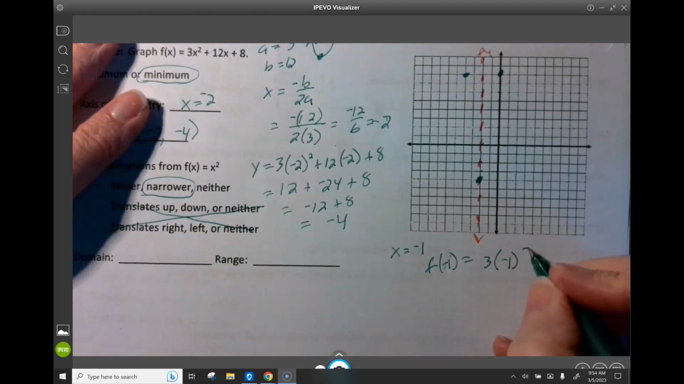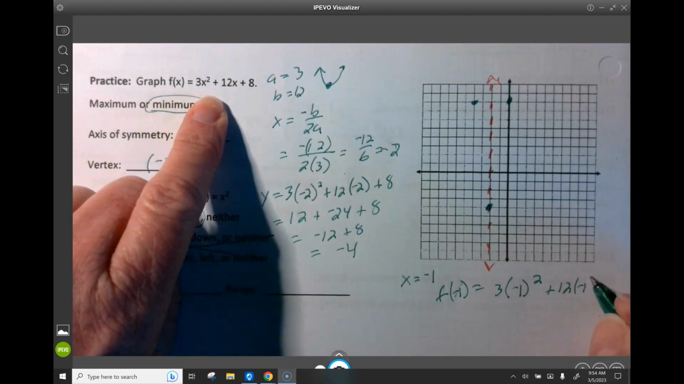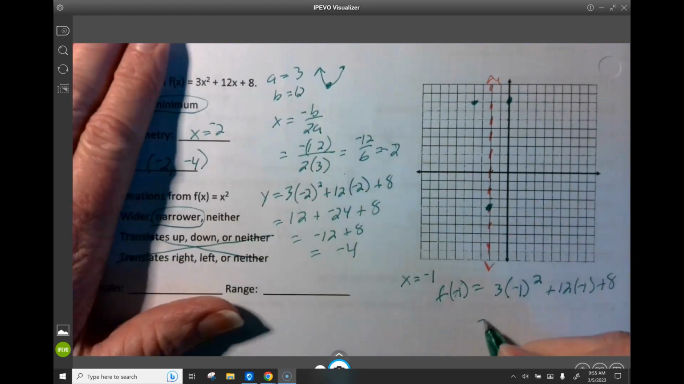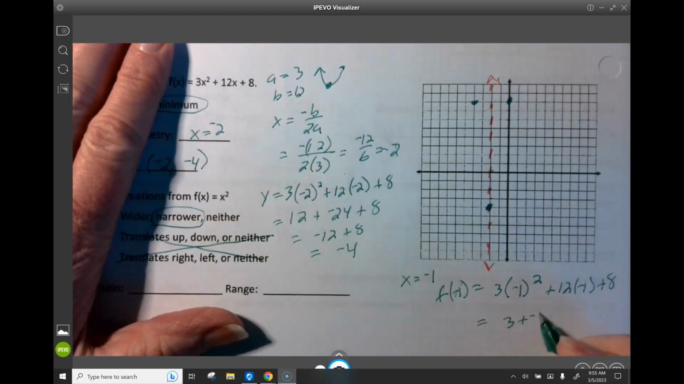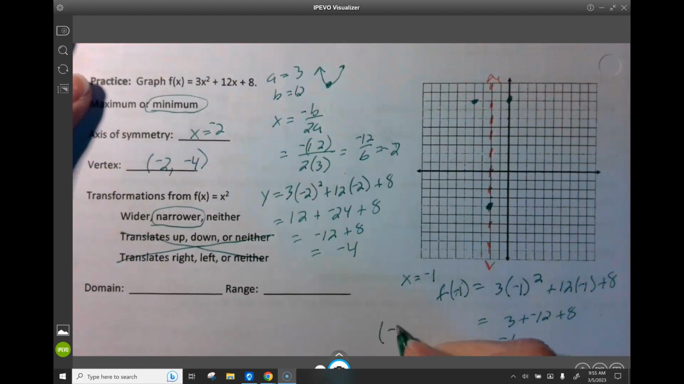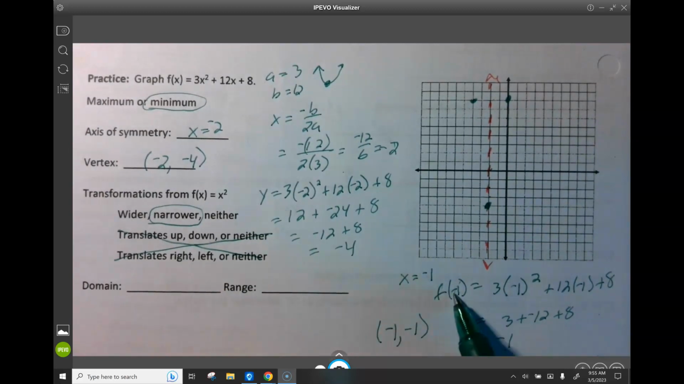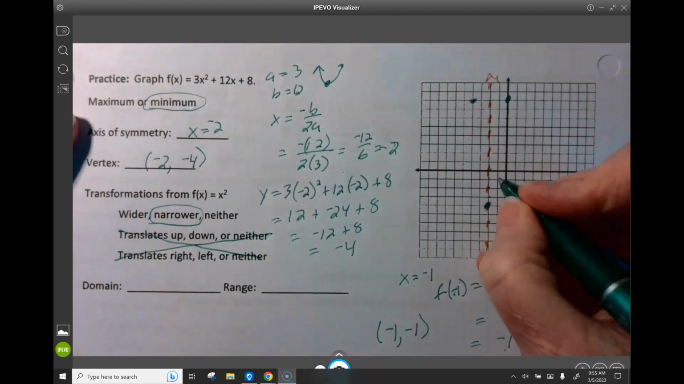So negative 1 squared, where's my equation? Plus 12 times negative 1 plus 8. Well, 3 and 8 is 11, so 11, that's a negative 1. So my other point is negative 1, negative 1. So that's my x value, that's my y value. X value, y value. So negative 1, negative 1.